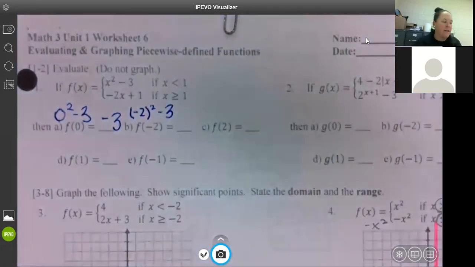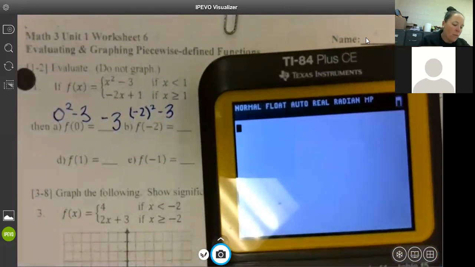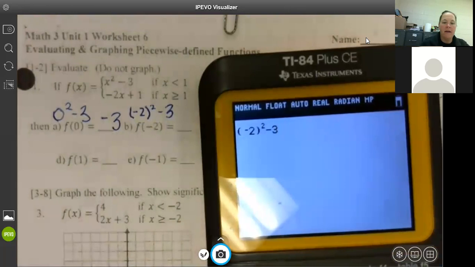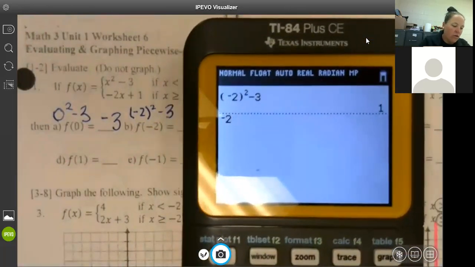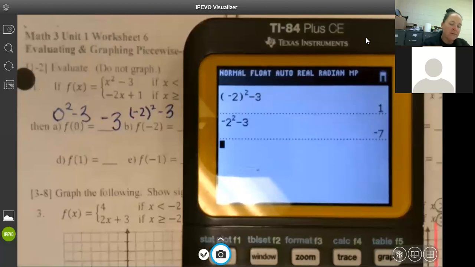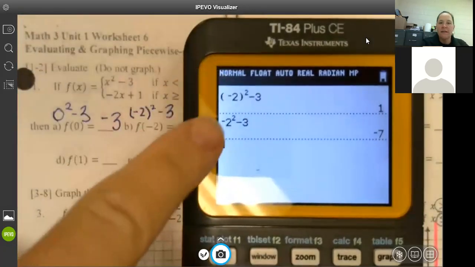I want to show you something on this. If you did this in your calculator, this is one of the mistakes that I'm seeing being made. You have to put it in like this, okay? That will give you the answer 1. If you don't, watch what happens. Does everybody see that? So your calculator does order of operations. Your first order of operations is parentheses. So it'll close that negative 2 inside of that parentheses and then square it. So negative 2 times negative 2. That's why the first one works and the second one doesn't.